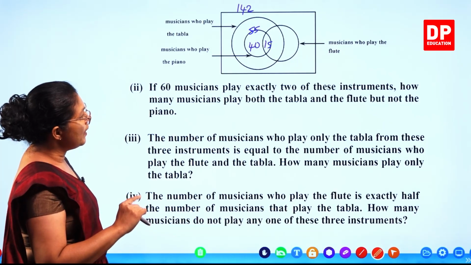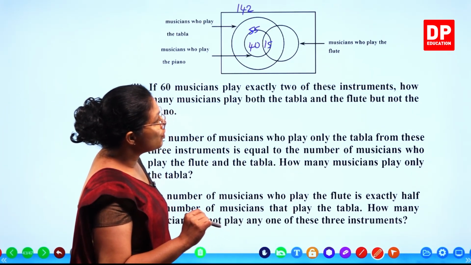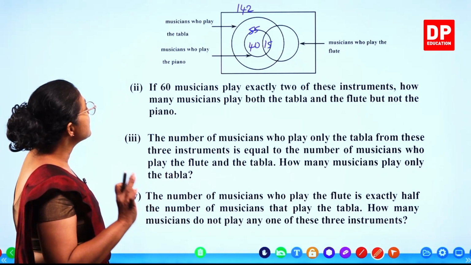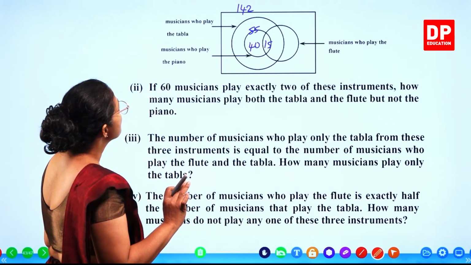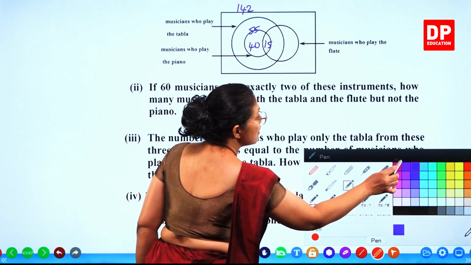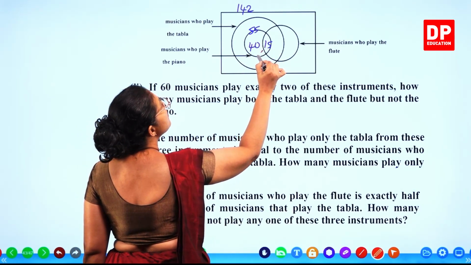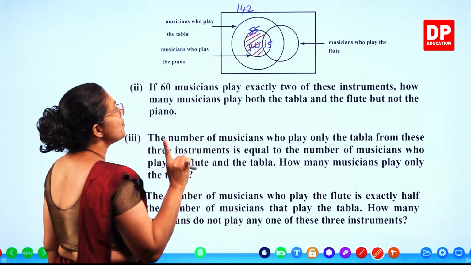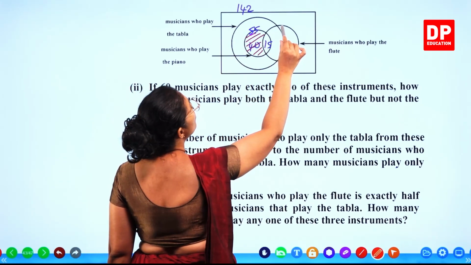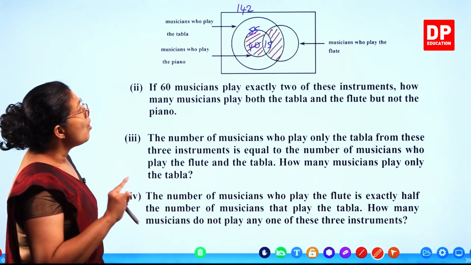If 60 musicians play exactly 2 of these instruments, how many musicians play both the tabla and the flute but not the piano? So altogether 2 instruments, 60 musicians. Where you get 2 instruments? So you get here. So I'll color that part with pink color. So 2 instruments means here this is tabla and piano, this part. And what is the other part? 2 instruments, exactly 2. Flute with the big one, tabla. So flute and tabla, only this part. So those are the areas for exactly 2 instruments.